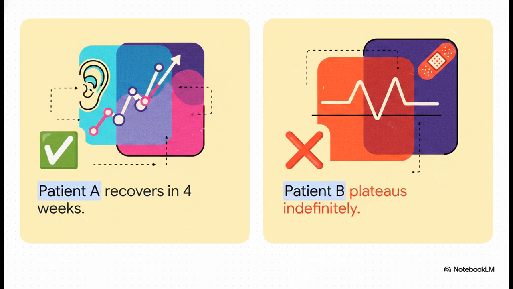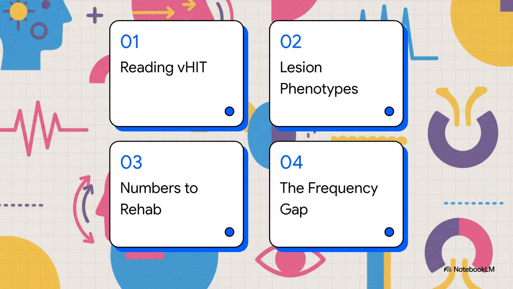It all comes down to the fact that the therapist for patient A actually read the vHIT report canal-by-canal, instead of just kind of throwing a generic peripheral weakness dart at the board. Here is our roadmap for today to make sure you are always the therapist for patient A. 1. Reading vHIT gain in Saccades. 2. Phenotyping the lesion. 3. Turning numbers into a prescription. And 4. The frequency gap.